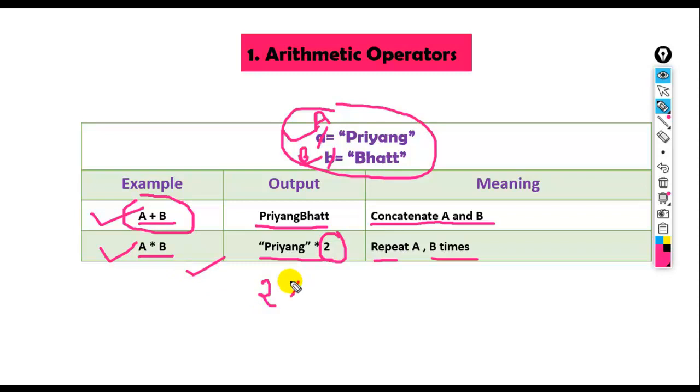Here also you can write 2 into Priyank. Again it will repeat this Priyank 2 times. Same over here. But here one argument must be integer type. Otherwise Python will generate error.